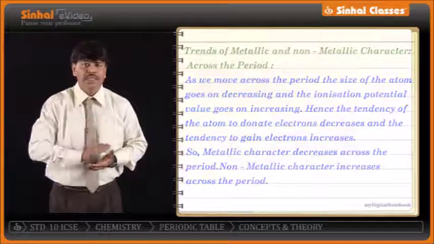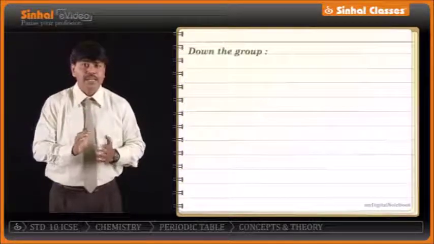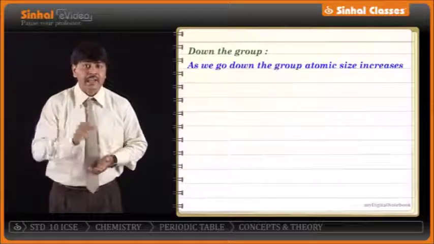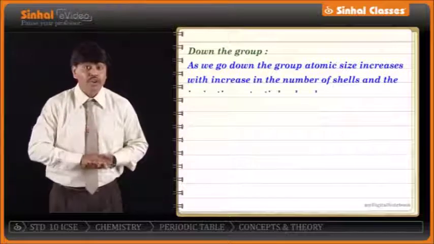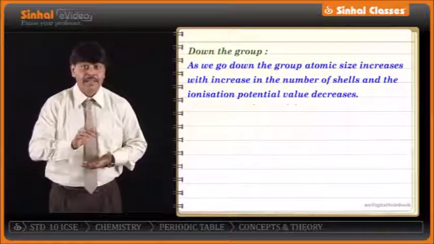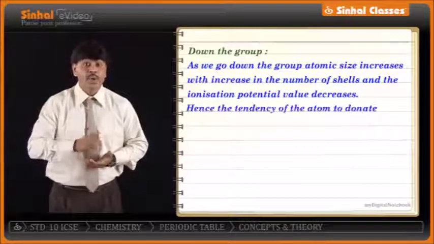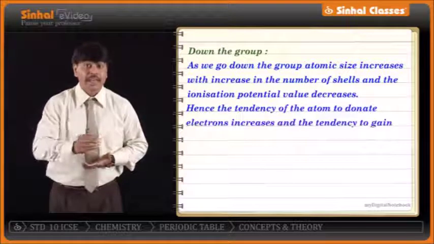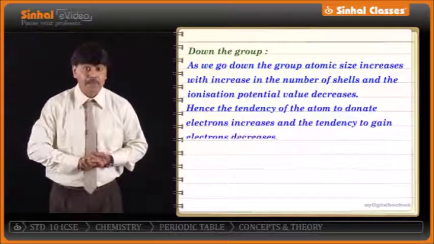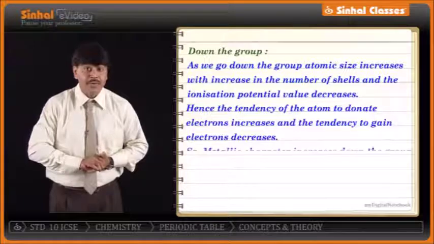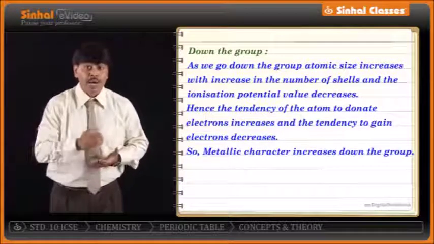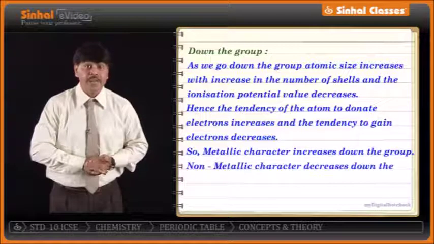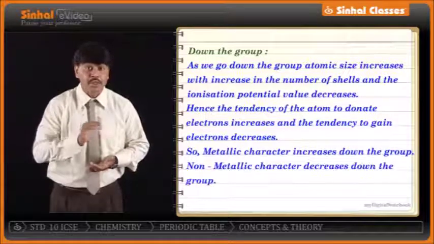But as we go down the group, the size goes on increasing and the IP goes on decreasing. So what should be the tendency? Right, the tendency will be to give electron rather than accepting electron. So the metallic character will increase as we go down the group, whereas non-metallic character will decrease down the group.